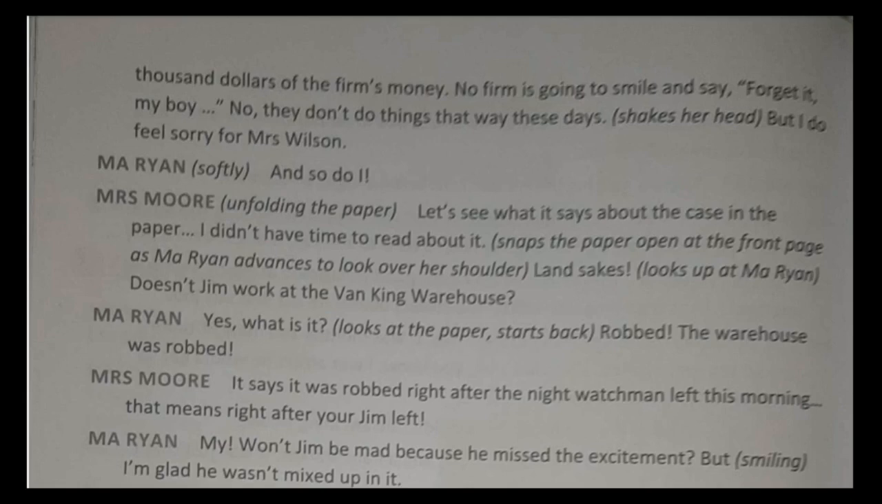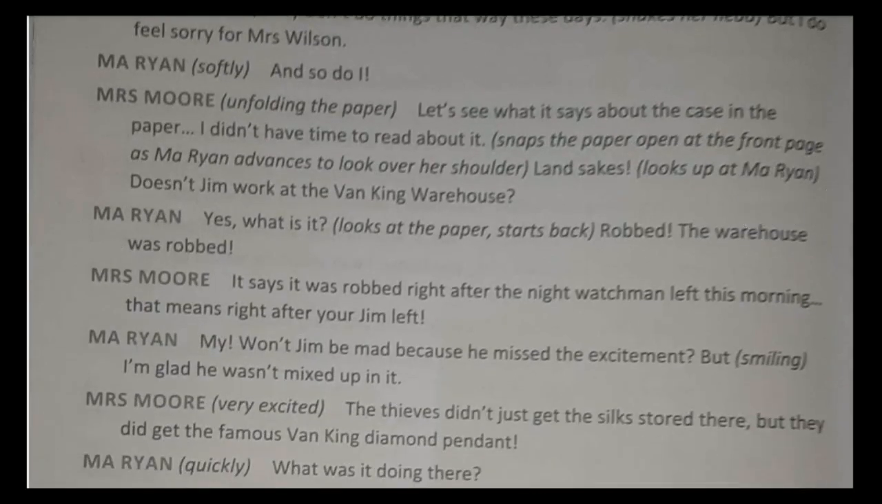Now they were talking about Mrs. Wilson's son, who got punishment of 10 years from the jury. Both of them read the news given in the newspaper, and something very mischievous was written there. They looked at each other and said, "Marianne, it is the warehouse where Jim is working." Marianne said, "Yes, what is it?" She looks at the paper and starts back. Robbed. The warehouse was robbed. OMG. Now Jim is working as a night watchman at the Van King warehouse, and the warehouse was robbed. Now what is going to happen next?